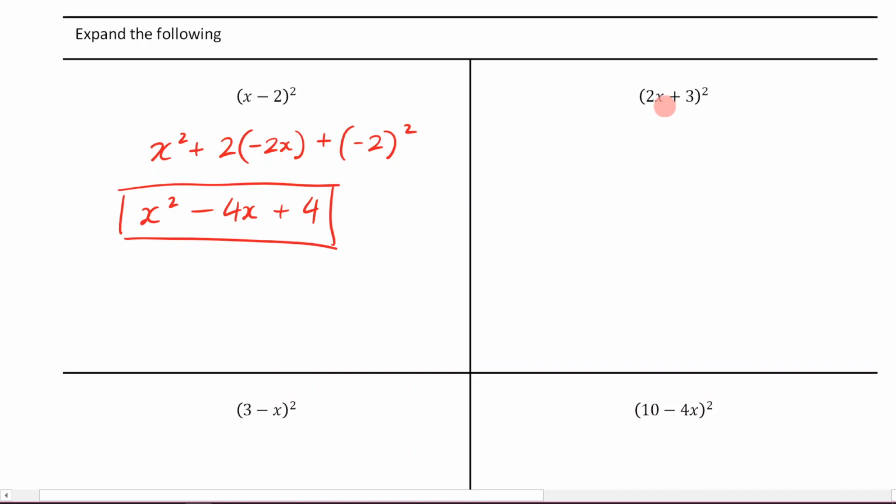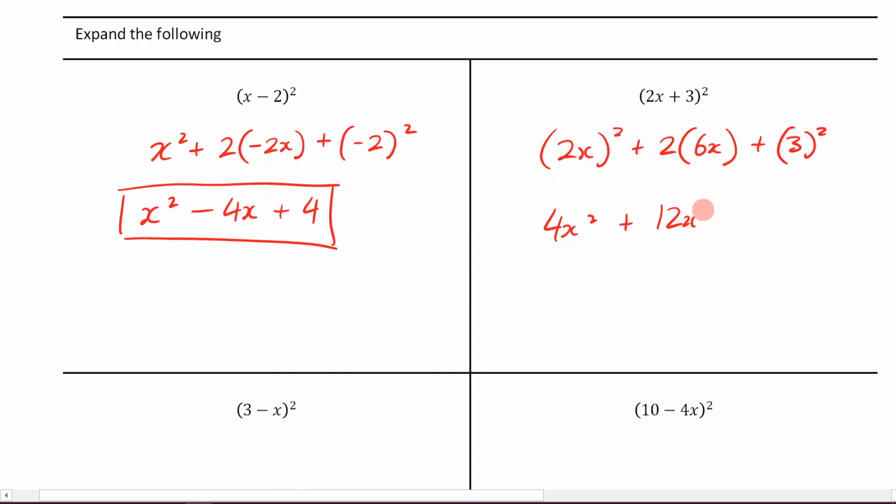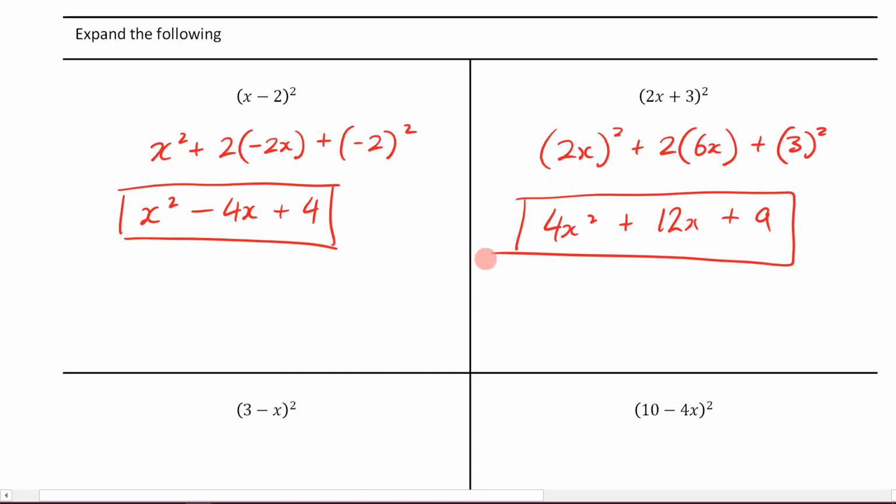We come over here. We do the same thing. We go square the first term, plus 2 times the product of these two terms. 2x times 3 is 6x. Then we go plus the square of the last term. 2x squared is 4x squared, plus 2 times 6x is going to be 12x. And then 3 squared is going to be 9. That is going to be our answer.